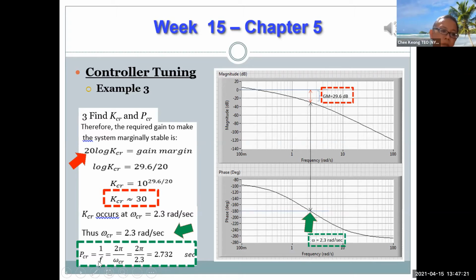Omega is actually 2 pi f, so basically f is omega divided by 2 pi. You just need to rearrange the calculation. If you know what f is, then your PCR is just 1 over f. So you can calculate it, and you get your PCR and KCR, which also equal your KU and PU in the table that we mentioned just now, right?